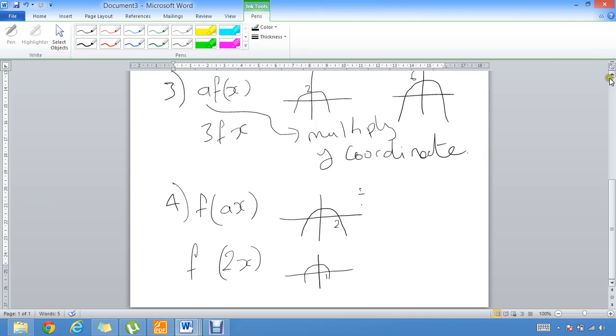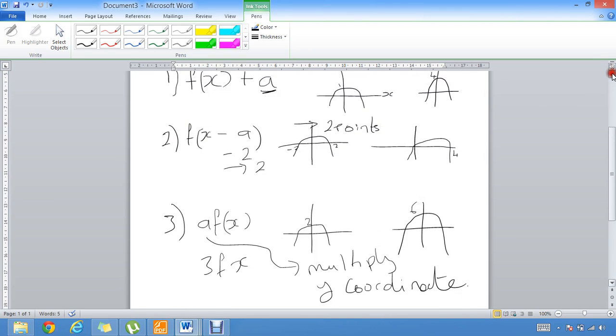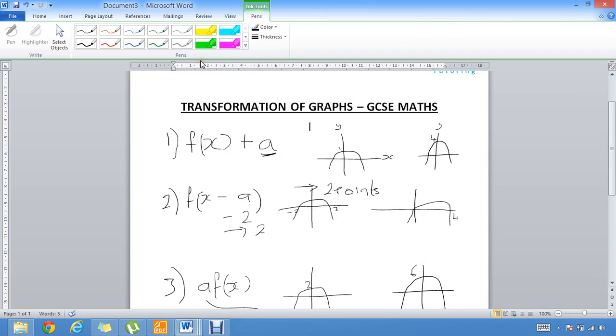Okay, so if we just recap, if you have f of x plus a, remember outside the bracket is going to affect the y-axis, so we're going to move up by wherever a is. If it's a minus a, then we move down. Let me just make a note of that. If it's a minus a, then we move down. If it's a plus a, then you move up. If it's inside a bracket, if it's a minus a, you move towards the right. If it's a plus a, you move towards the left.